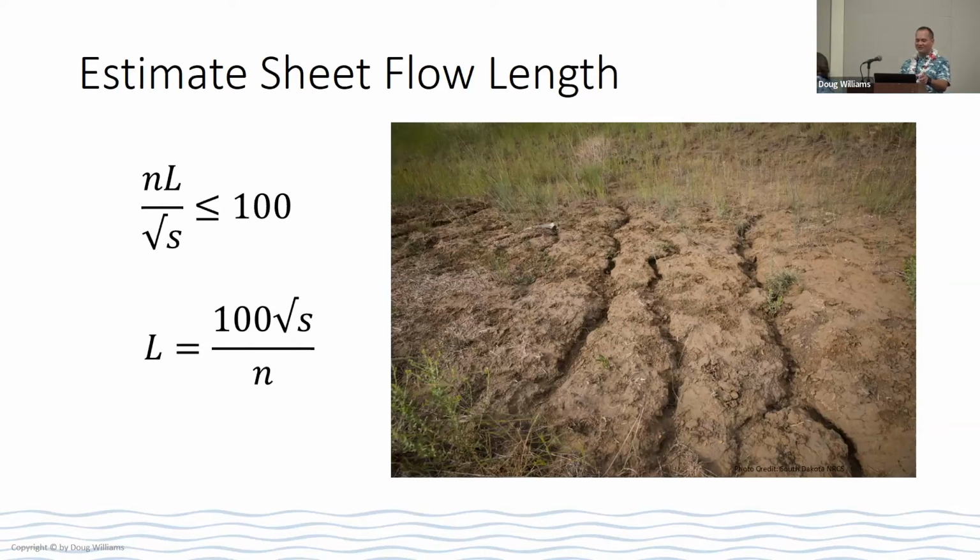Rearrange those factors, and you come up with this equation to estimate the travel length of sheet flow, which is 100 times the square root of the slope divided by the roughness coefficient. So that's how we could try to estimate sheet flow travel length, and when we could start trying to implement other improvements to maybe intercept that flow before it becomes concentrated and send it where we want it to go. So those are the main big takeaways from all of this. That's what I really use a lot of.